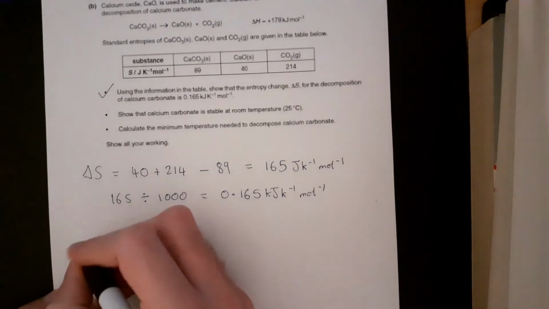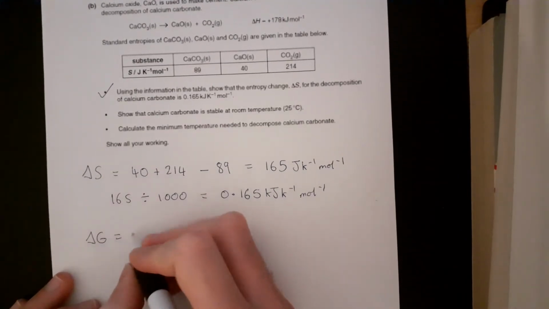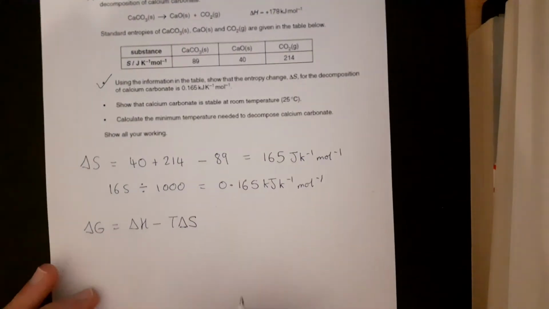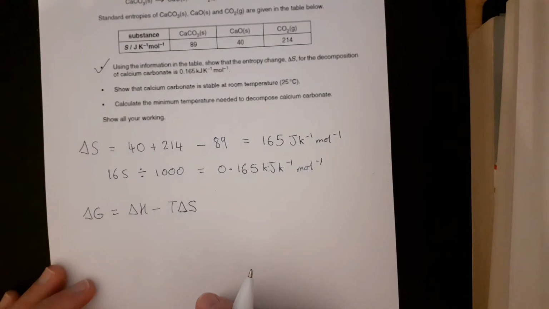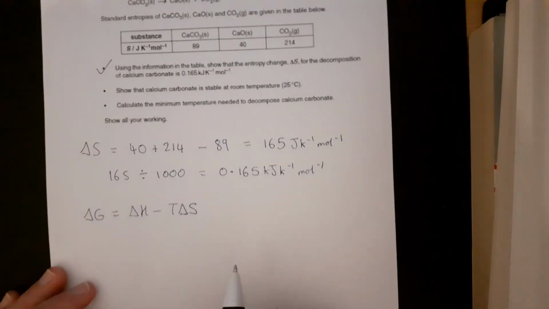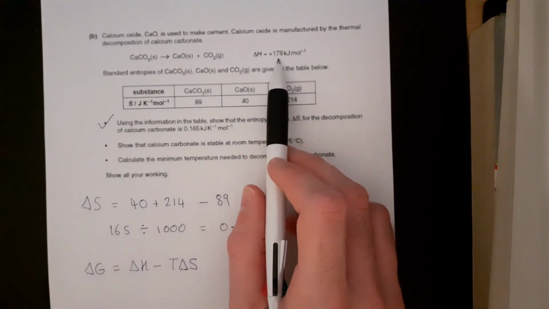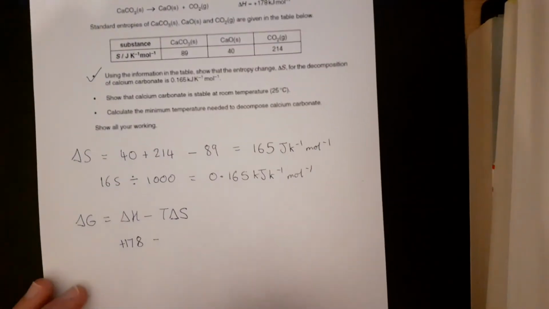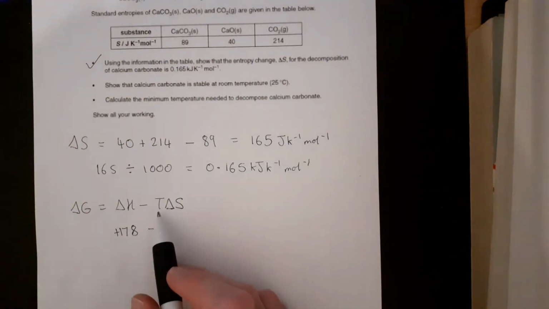Okay. So the equation is delta G is delta H minus T delta S. You need to remember that equation. And then we can just substitute our numbers in. So the value for delta H they gave us up here was plus 178. Plus 178 minus, then we need to put the temperature.